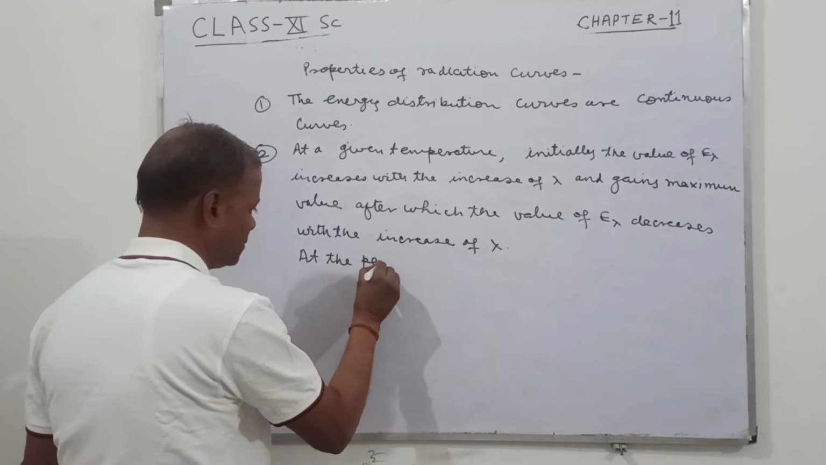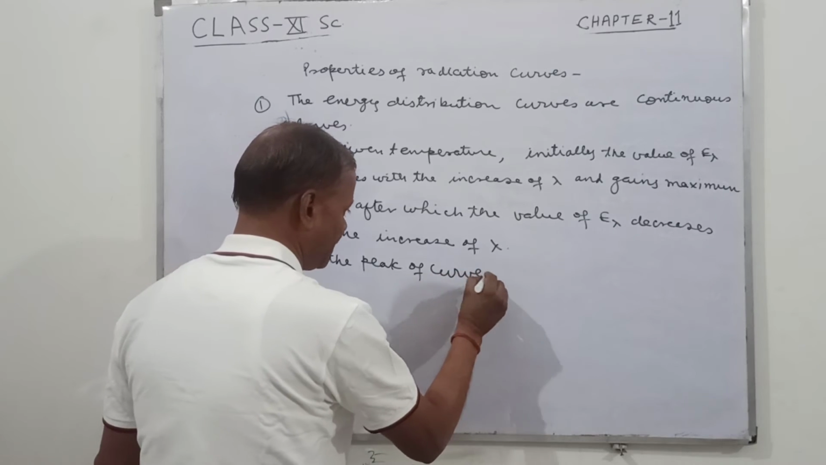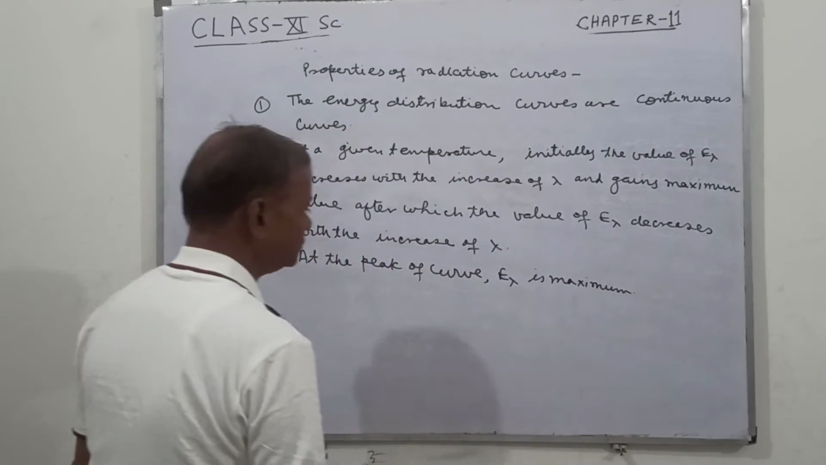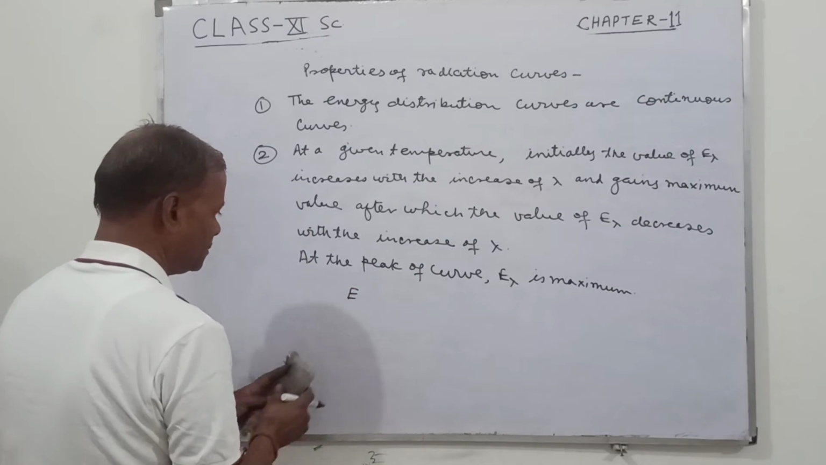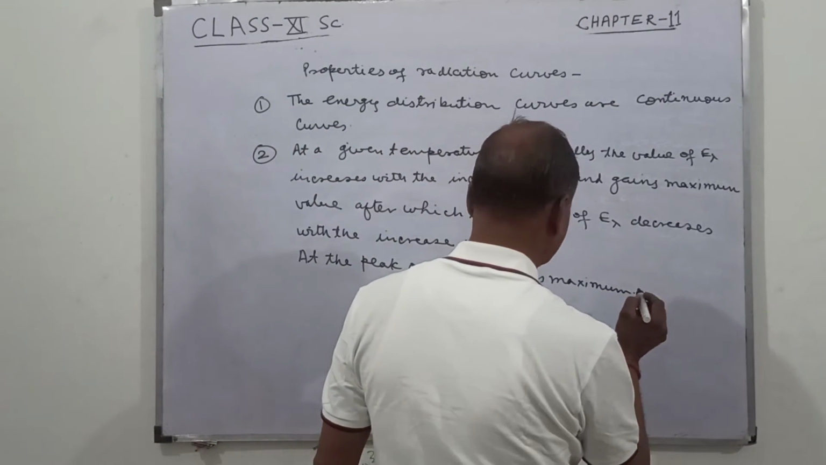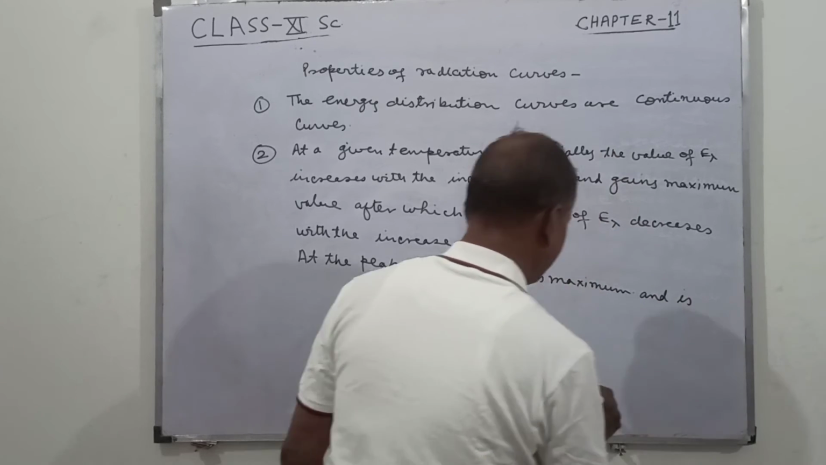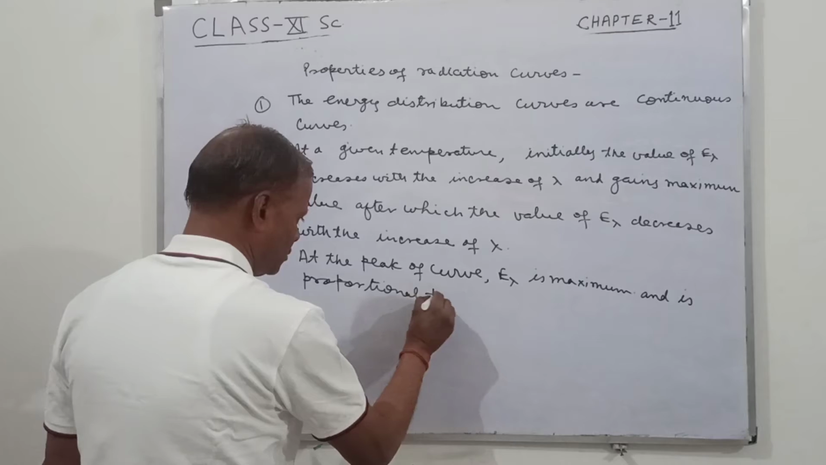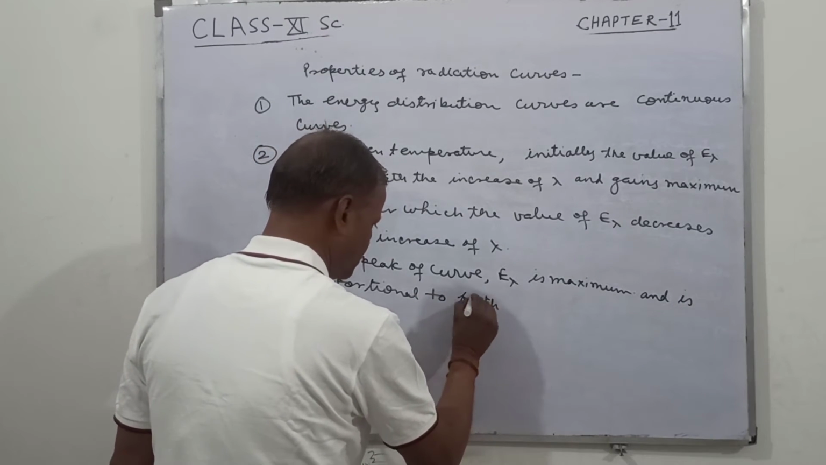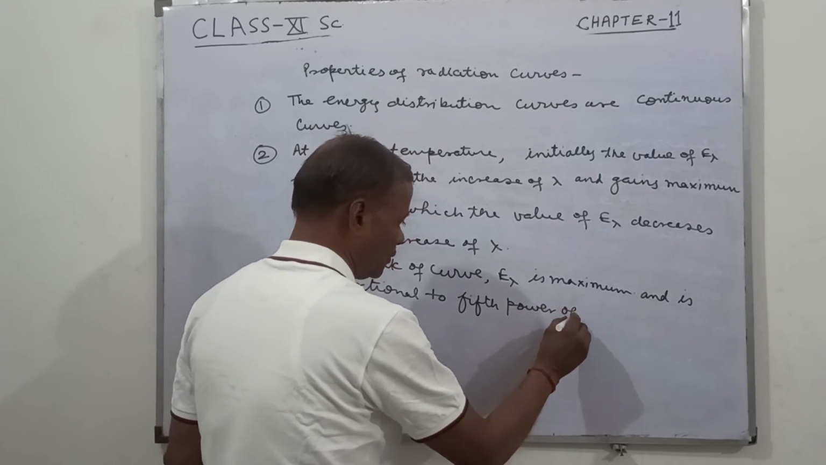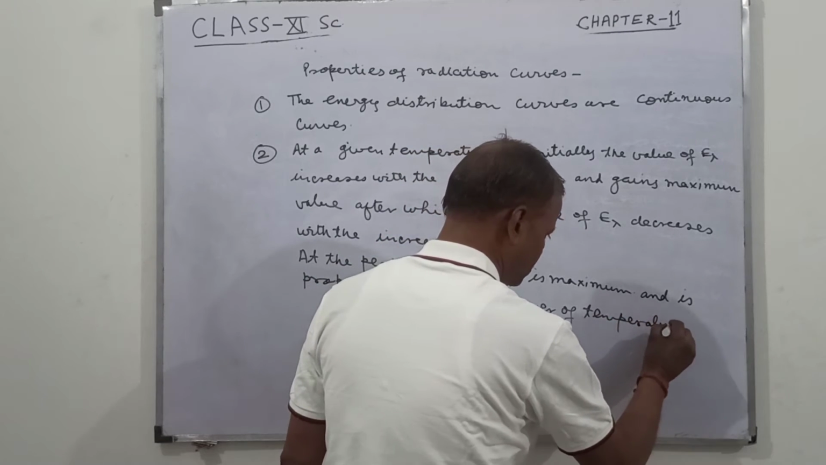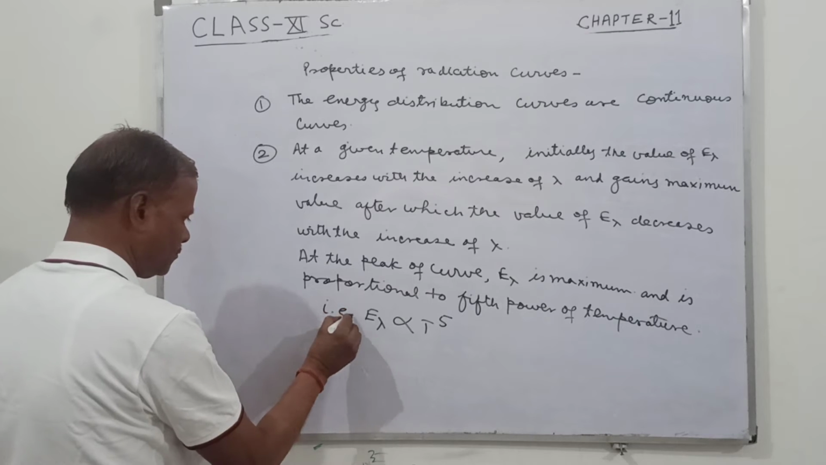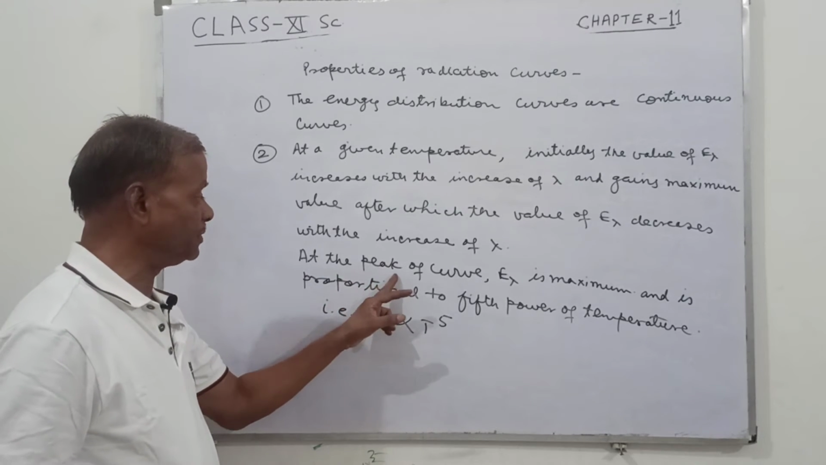At the peak of the curve, E lambda is maximum and is proportional to the fifth power of temperature. It means that E lambda is proportional to T to the power 5. This is the meaning of this. This is only at the peak of the curve, not anywhere else.